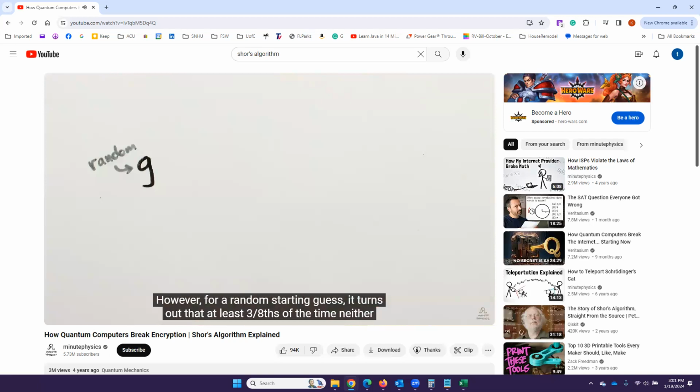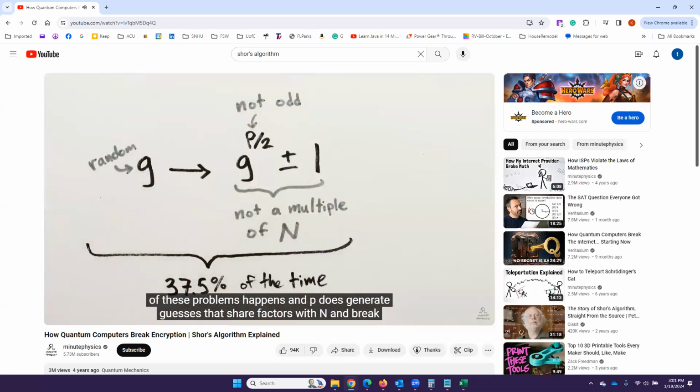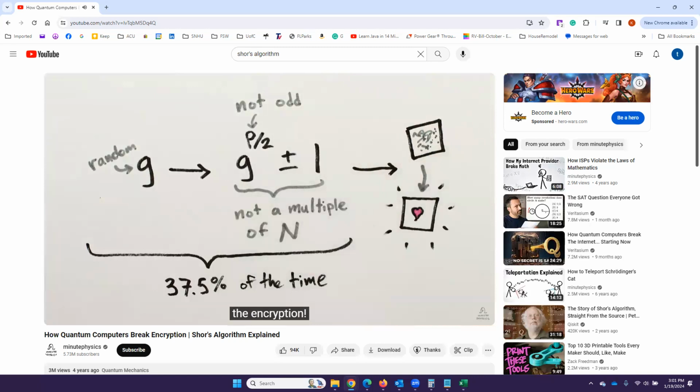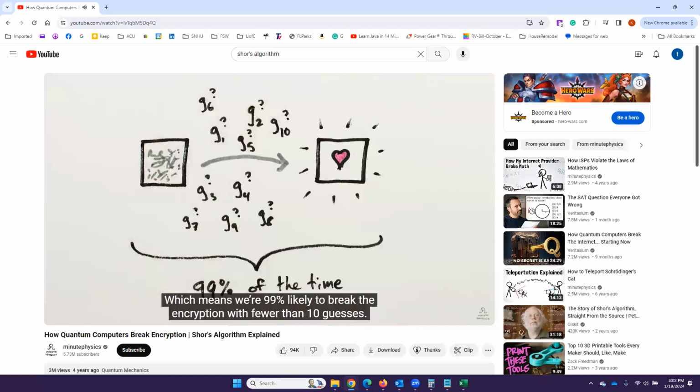However, for a random starting guess, it turns out that at least 3/8 of the time, neither of these problems happens, and g to the p over 2 plus or minus 1 does generate guesses that share factors with n and break the encryption. This is worth repeating. For any initial guess that we make, at least 37.5% of the time, our guess to the power of p over 2 plus or minus 1 will lead to a factor of n, decrypting the garbled message, which means we're 99% likely to break the encryption with fewer than 10 guesses.